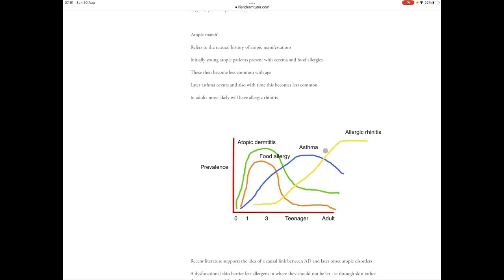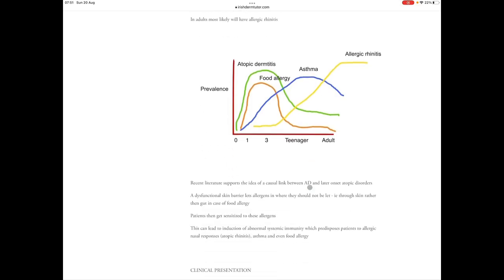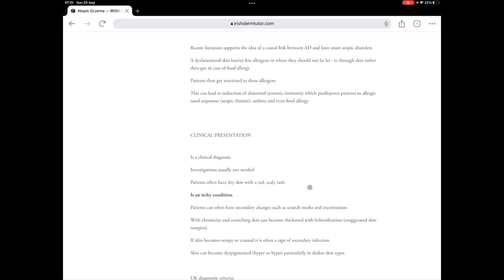So adults will most likely have an allergic rhinitis. Recent literature supports a causal link between atopic dermatitis and later onset atopic disorders. Essentially, if you have a dysfunctional skin barrier, it lets allergens in where they shouldn't be. So really the allergens are being introduced through the skin rather than in other areas, for instance, the gut in the case of food allergy.